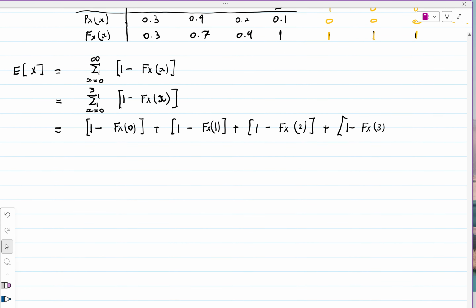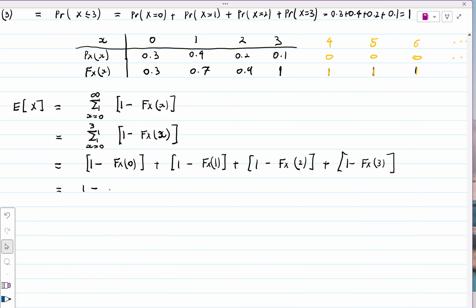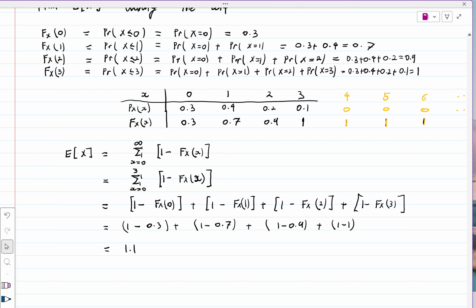Putting that down now, this gives us 1 minus 0.3 plus 1 minus 0.7 plus 1 minus 0.9 plus 1 minus 1, substituting in the values that we had above, which is equal to 1.1. And so there you have it. Here is another case of finding the expected value of a random variable using the CDF.